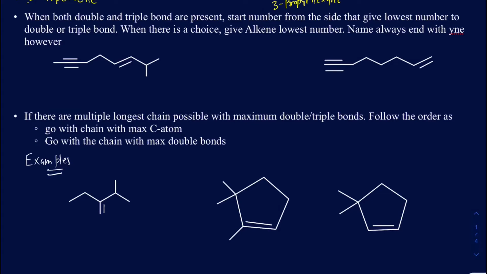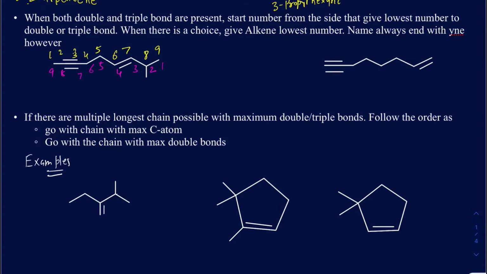So if I count this from the left side, that's going to be 1, 2, 3, 4, 5, 6, 7, 8, and 9. And then if I do count it from, let's say, the right side, it's going to be 1, 2, 3, 4, 5, 6, 7, 8, and 9. So when I'm counting from the left side, your triple bond comes on to the second position, and when I'm counting from the right side, your double bond gets onto the third position.